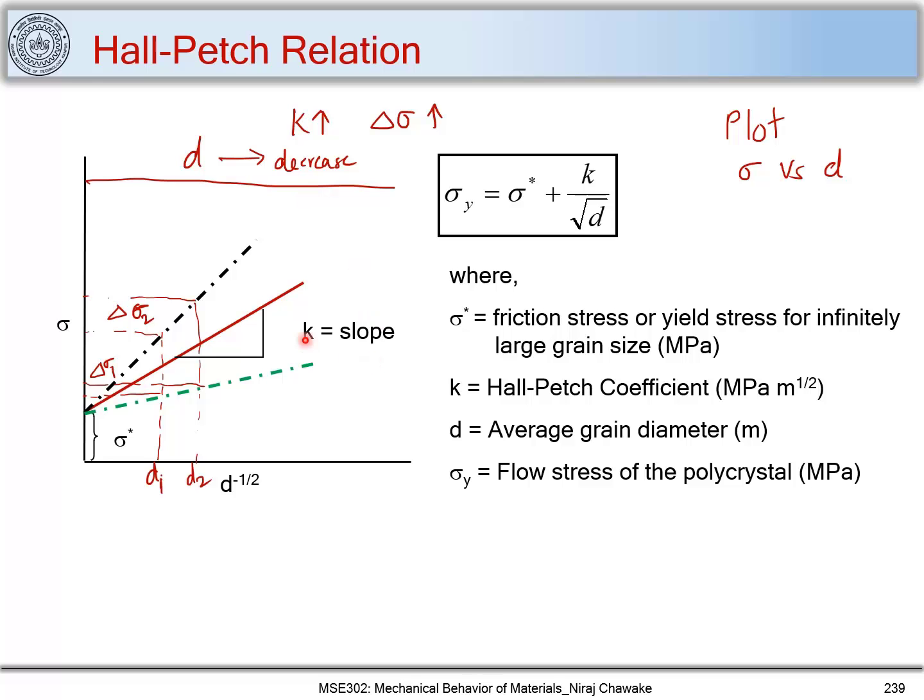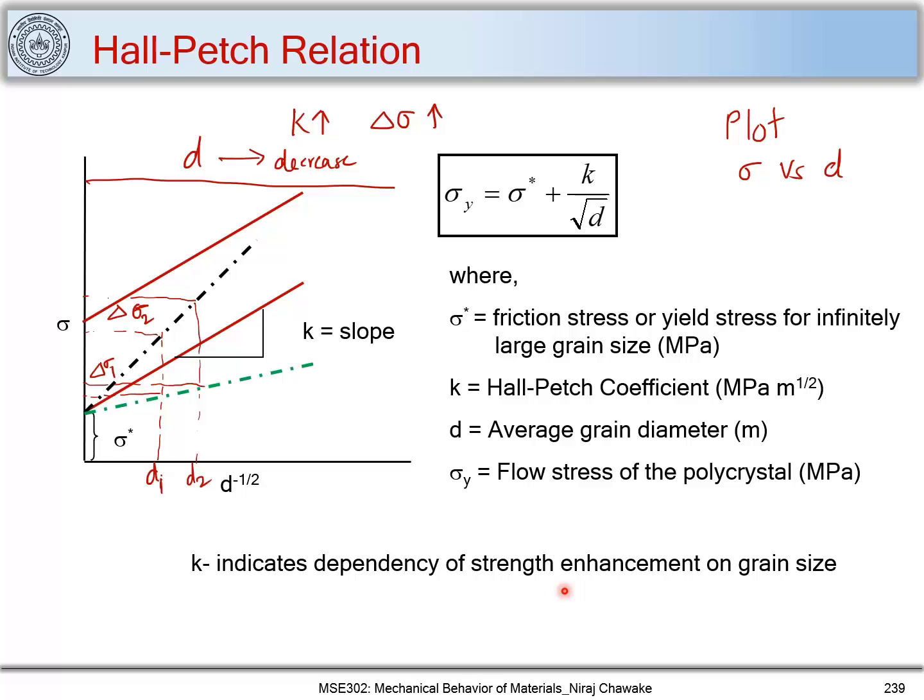Now we have seen the importance of k. k indicates the dependency of strength enhancement on grain size. So you can say that the more the k, the more strengthening happens by the refinement of grain size. That is the meaning of this sentence.